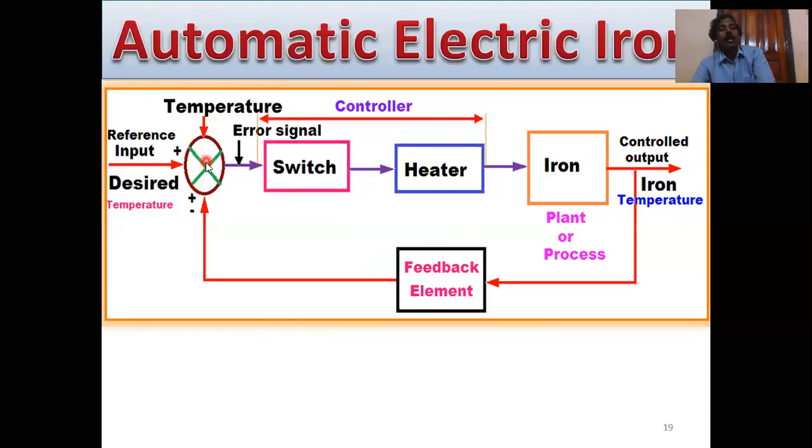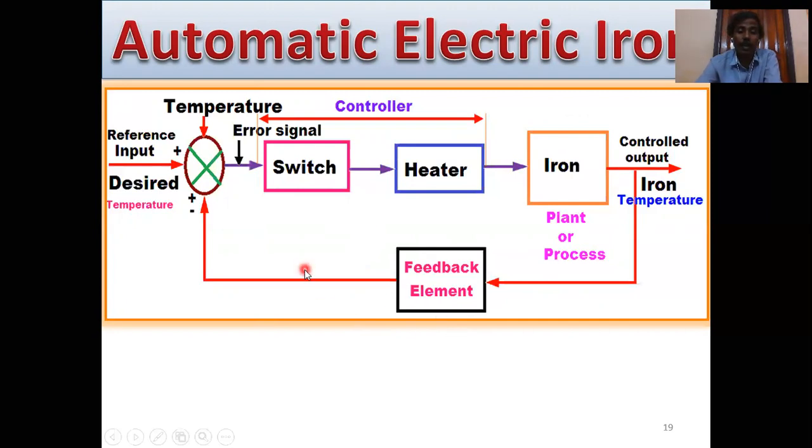This is the temperature controller, or regulator. The error signal equals reference input minus feedback. The error signal is the input of the switch, and the switch output controls the heater. These two units are called the controller. After the controller signal, the plant or process operates. This is the iron in this section, and after operation, we get the controlled output. This is the iron temperature, and this is the feedback path.